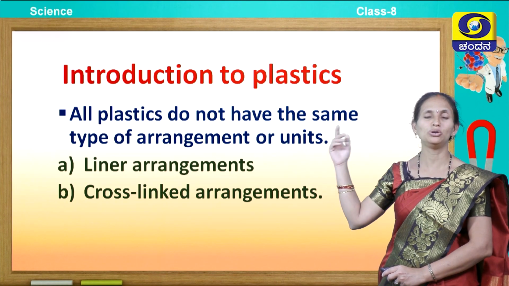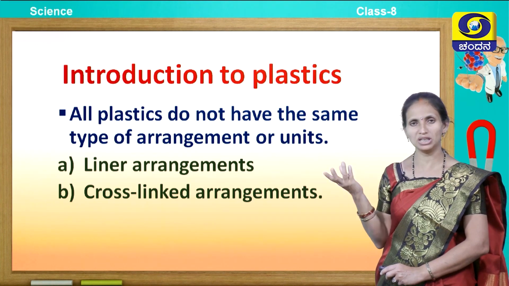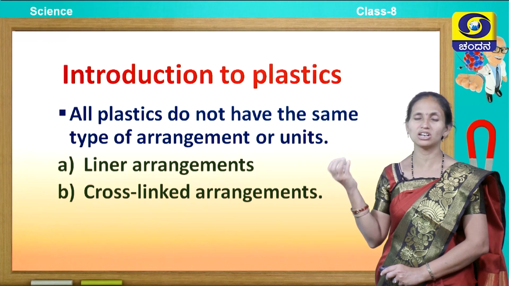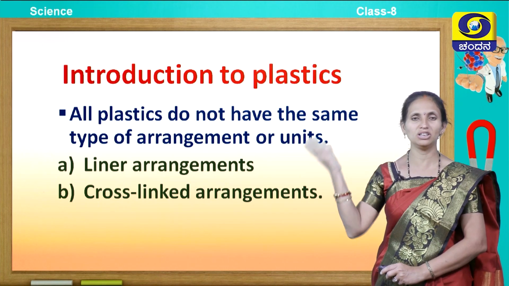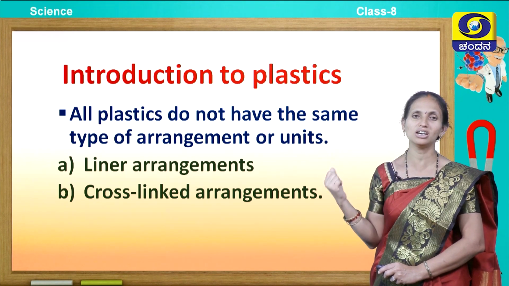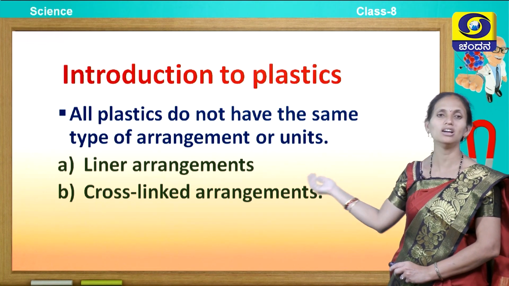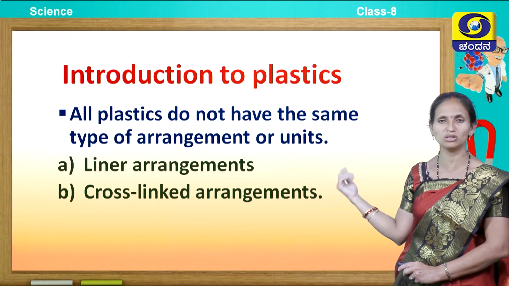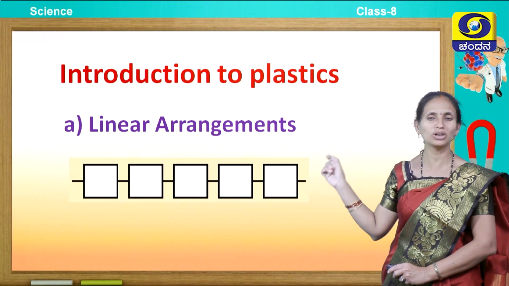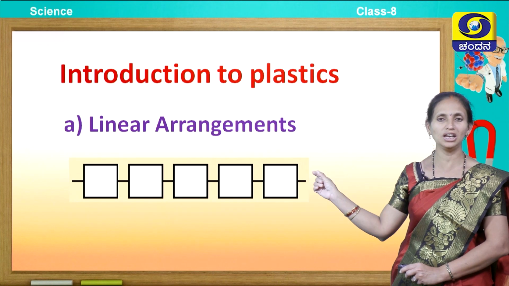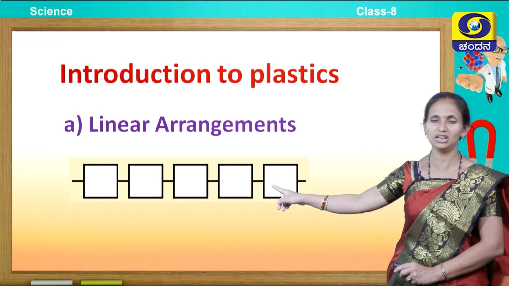All plastics do not have the same type of arrangements or units. When we are making plastic, all plastic does not consist of similar kinds of units or similar arrangement. Based on the different kinds of arrangement, plastics are classified into linear arrangement, when they are arranged linearly, and cross-linked arrangement. These are the two types of plastic based on their arrangements. So, what is a linear arrangement? Here the monomer units are linked one by one to each other. This is how a linear arrangement of plastic looks.